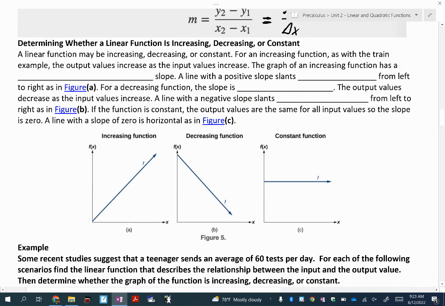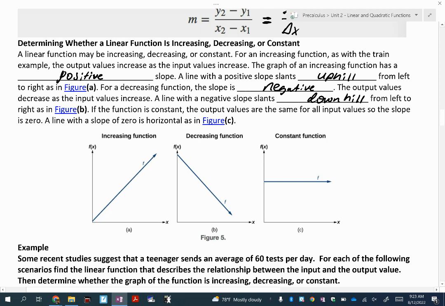Now, in terms of determining whether a linear function is increasing, decreasing, or constant, the graph of an increasing function has a positive slope. You probably thought of this in middle school as slanting uphill from left to right. For a decreasing function, the slope is negative, and when you look at the actual graph, it's going to slant downhill from left to right. There are lots of different things out there on the internet that can help you understand positive and negative slopes.